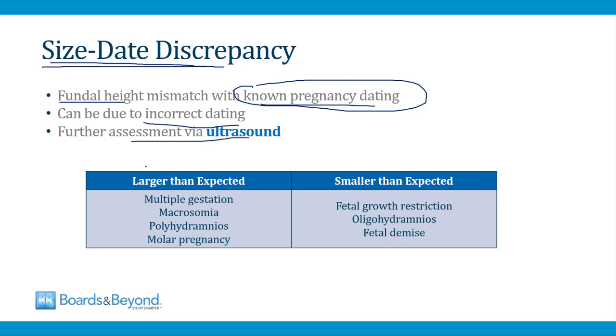If the uterine fundal height is larger than expected, some of the potential causes that you can identify by ultrasound include multiple gestations, macrosomia, polyhydramnios, or a molar pregnancy. If the fundal height is smaller than expected, then some of the things you can see on ultrasound that could explain this include fetal growth restriction, oligohydramnios, or fetal demise.